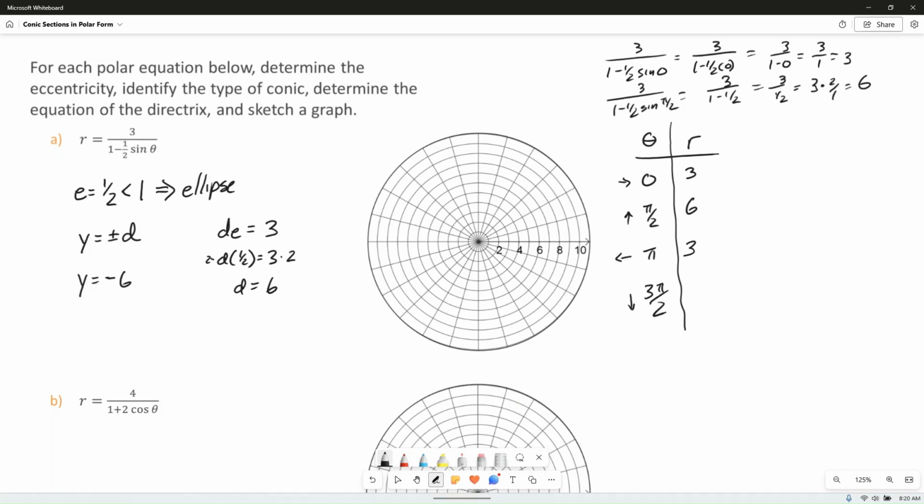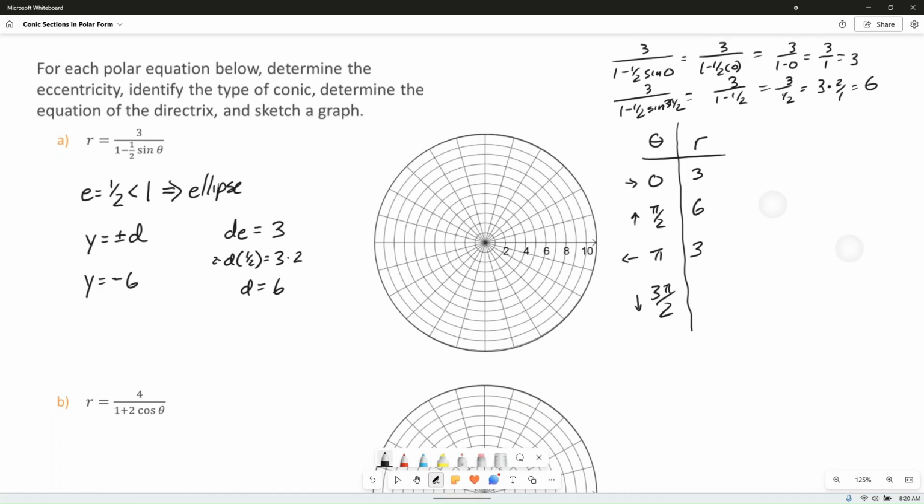If I do 3 pi over 2, this will be very similar to the pi over 2 value, but sine of 3 pi over 2 is a negative 1. So if I change this pi over 2 to 3 pi over 2, sine of 3 pi over 2 is a negative 1, which makes this plus a half. And 1 plus a half is 3 halves. And then we're going to take 3 times 2 thirds, and that's going to be 2. All right, so I'm going to have a 2 here.